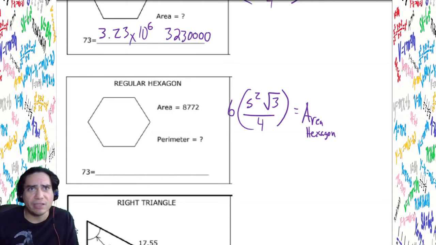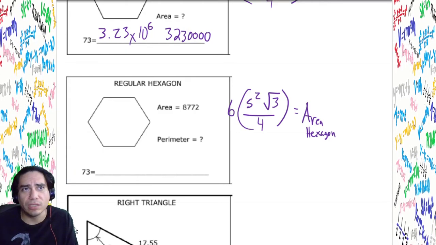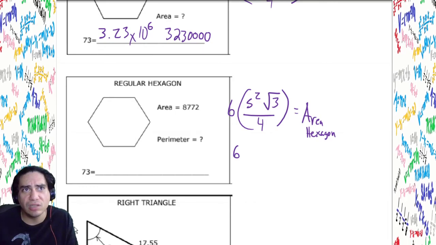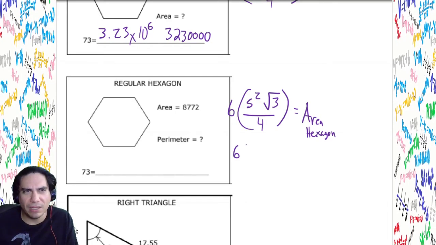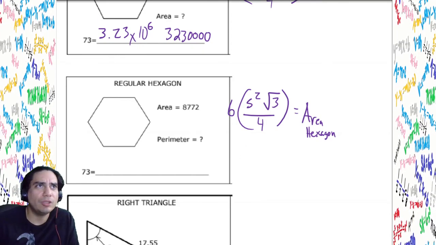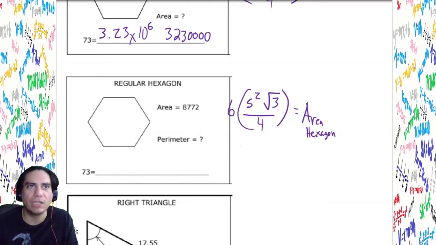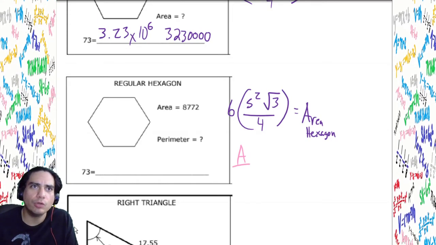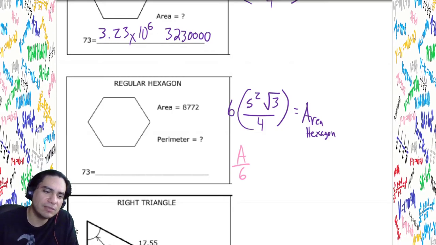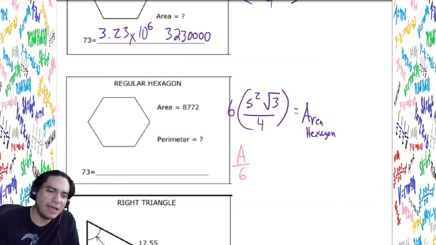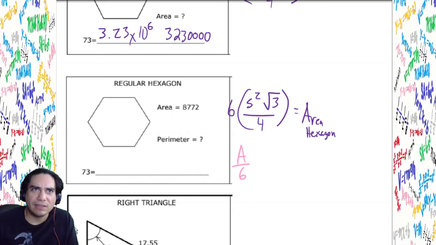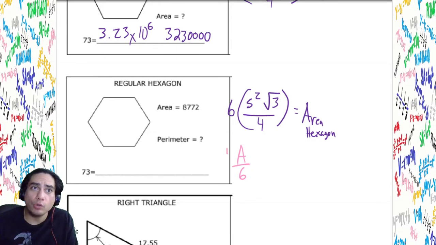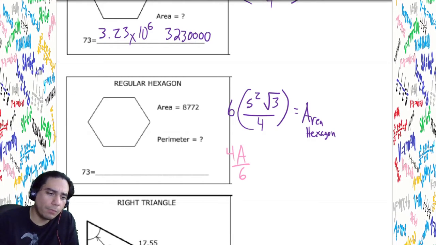You know what? I'll go ahead and set it up right here. Let's do it. Let me do it with that pretty pink. We're going to get that area. First thing we're going to do is divide by 6. Okay, so we're going to get 6 divide. That's how we cancel out that 6 right here. And then we're going to multiply by 4. So we're going to hit 4, multiply.